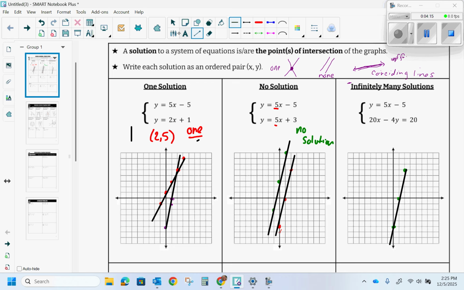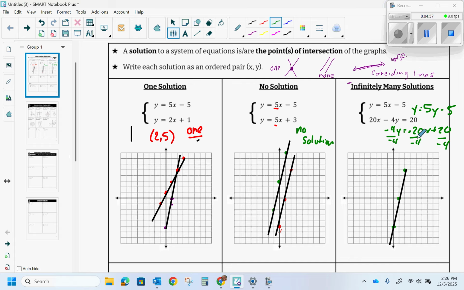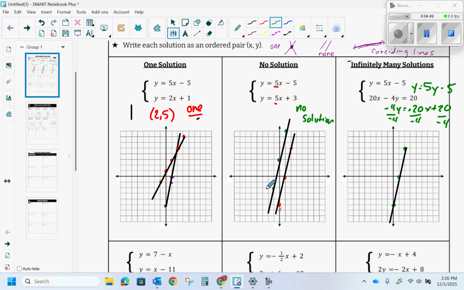And then in order to graph this one, I need to get y by itself. So I'm going to subtract 20x from both sides. And then I'm going to divide everything through by -4. And we're going to get y equals 5x minus 5. And as you can see, that's the same line. You didn't know it at the beginning, but once you got y by itself, you have the same line. So this is infinitely many solutions because all the points are in common. They lie on top of each other.